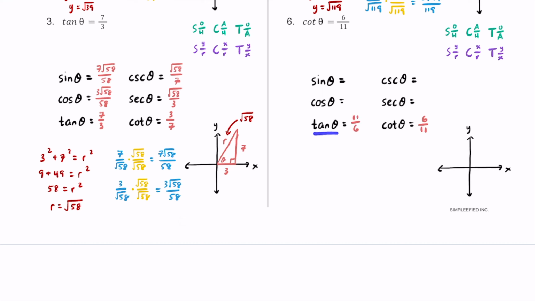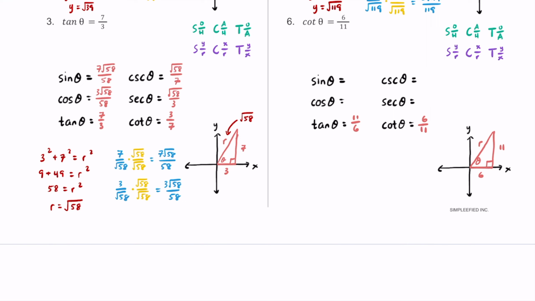Now, if we know that tangent of theta is 11 to 6, which also tangent is opposite over adjacent, or y to x, then the vertical distance we have here is going to be 11, and the horizontal distance is going to be 6. So I'm going to go ahead and draw the horizontal distance first. So 6 is going to go this way, and then the vertical distance is going to be 11, so maybe something like this. And then we don't know the hypotenuse, or the radius of the circle, so we'll keep that as r for now. It's a right triangle, and here's theta.